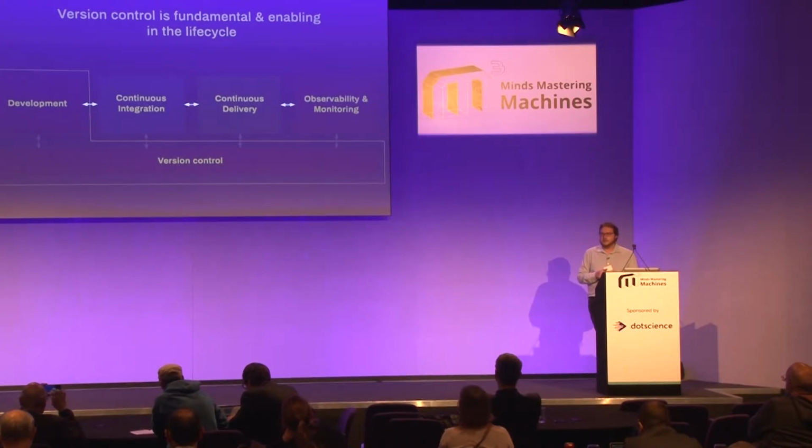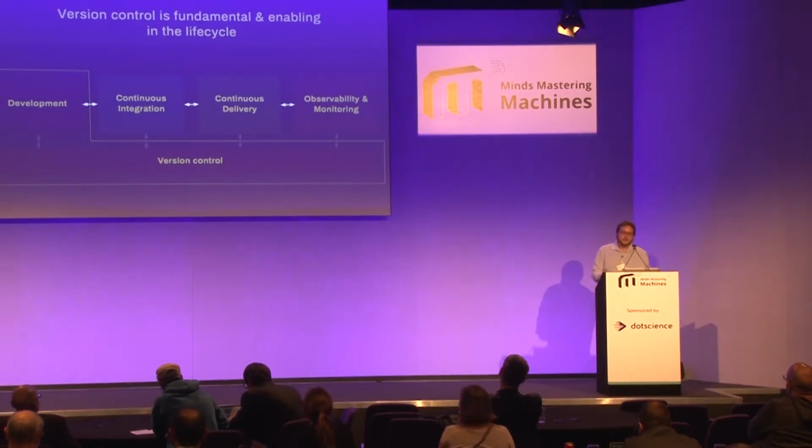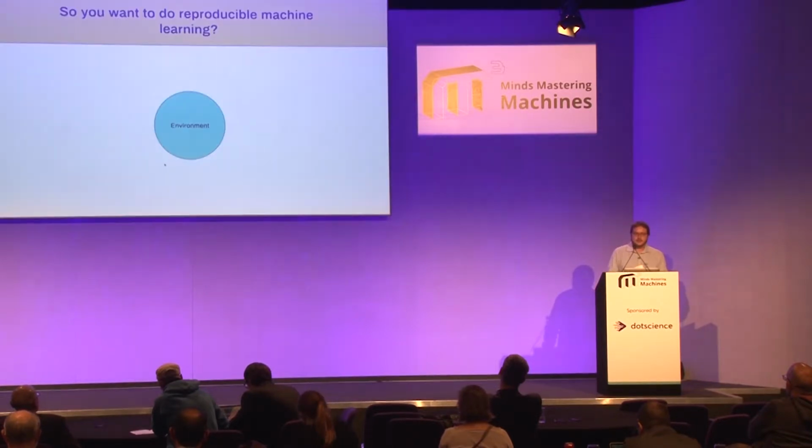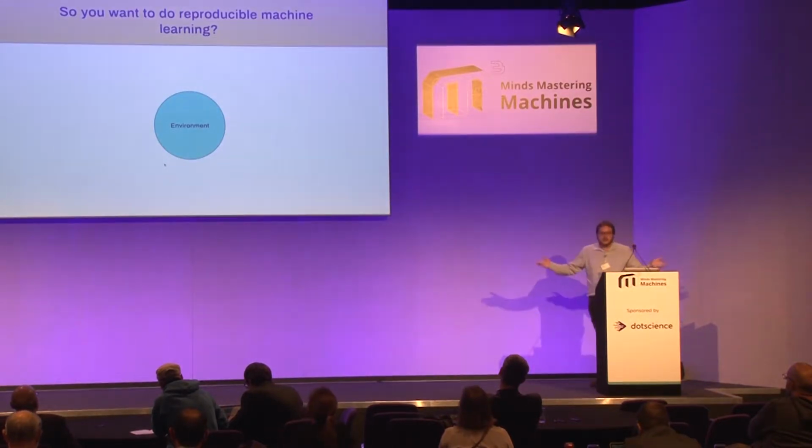And if you're not version controlling all the pieces, then you can't really do development well, you can't do continuous integration well, you can't do continuous delivery, and it's difficult to know what you're monitoring. And so version control and therefore reproducibility are really essential. And so, okay, you want to do reproducible machine learning, what do you need to track?